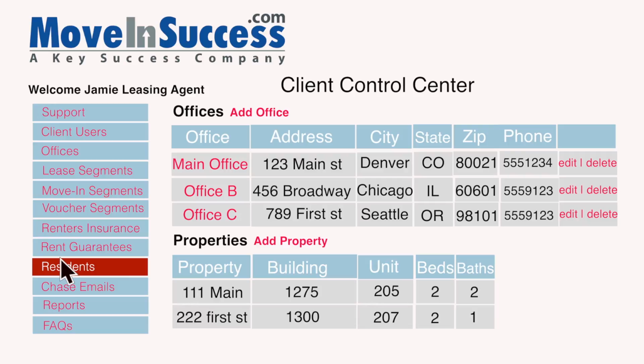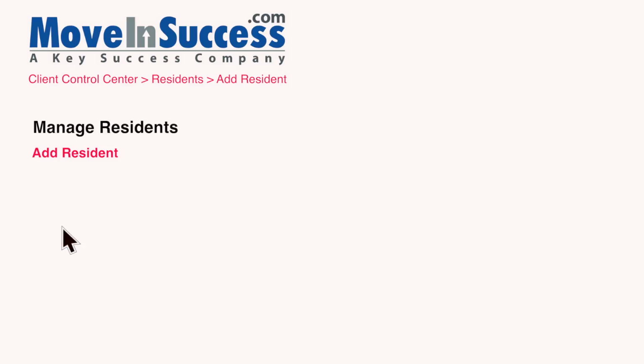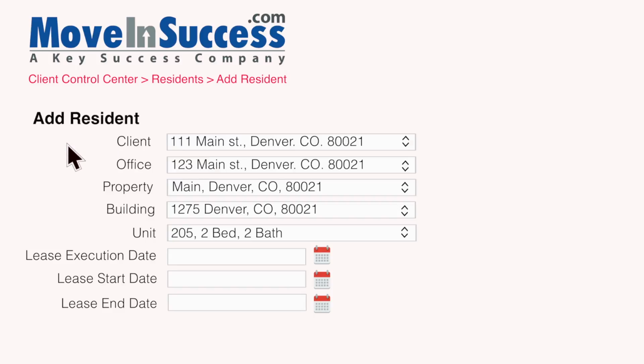Once you've clicked the Resident button, you should find Add a Resident on the upper left-hand side of the page. Your first step is to choose the office and property that the resident is associated with. Then you'll need to select which unit that resident will be renting.